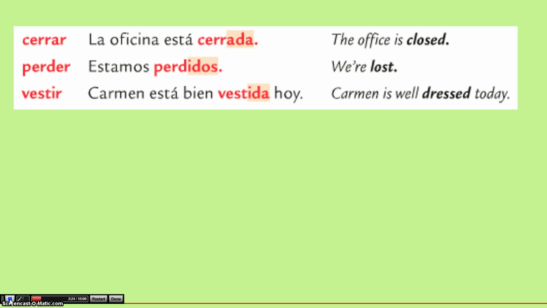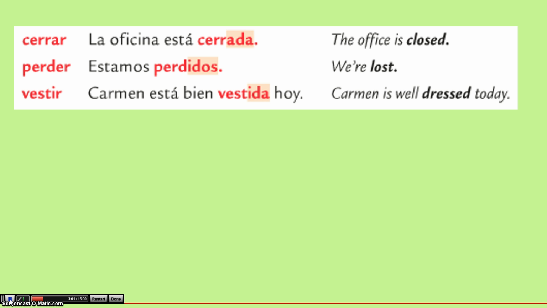Aquí tengo unos ejemplos. We've got the verb cerrar, which means to close. I took off my AR ending and I added ado on, but oficina was feminine, and I had to make it agree, so I got la oficina está cerrada. Same thing with perder. Took off my ER ending, added ido, but estamos, there's more than one person, so I had to make it plural. Estamos perdidos. And vestir. Took off my IR ending, added on ido, but Carmen's a girl, so it had to be ida. Carmen está bien vestida hoy.